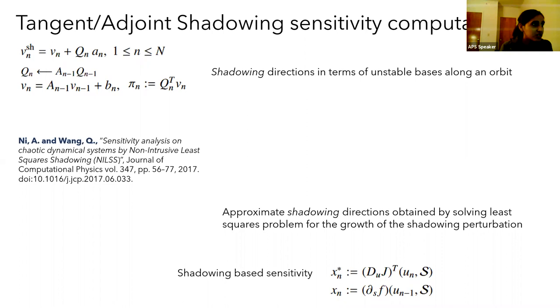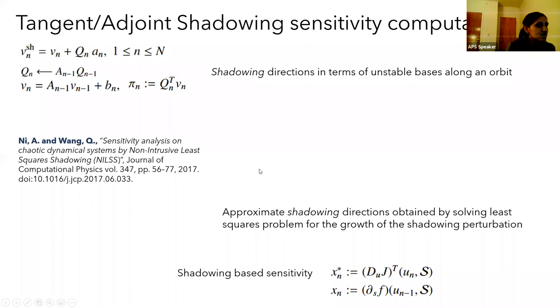So the main point in shadowing is that the shadowing perturbation is expressed in terms of the conventional tangent solution or the adjoint solution, which is written as Vn. And from it is subtracted some components which are represented using this vector An along the unstable tangent or the adjoint subspace. Now Qn is a matrix which is an orthonormal basis for the unstable tangent or the adjoint subspace. It is a tangent basis if An is the Jacobian and the adjoint basis if An is the Jacobian transpose, and there's also a time reversal. And Bn is the conventional tangent or the adjoint solution, where Bn is Xn in the tangent or Xn star in the adjoint case.